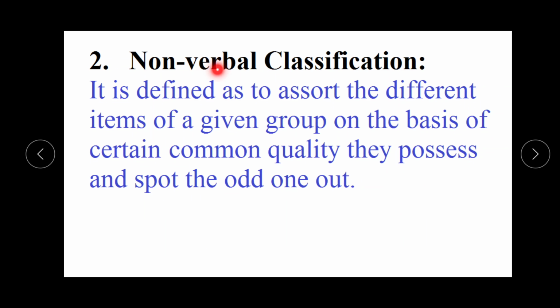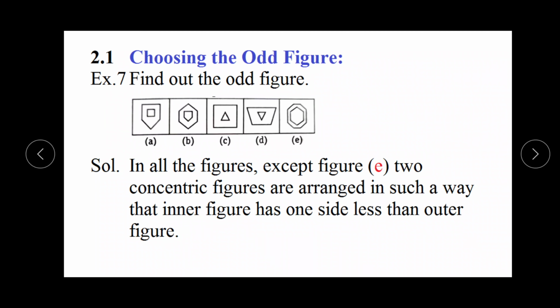The second type of classification test is the non-verbal classification. It is defined as to assort the different items of a given group on the basis of certain common qualities they possess and spot the odd one out. Here we will discuss two types, and the first is choosing the odd figure. In choosing the odd figure, let's see the first one: find out the odd figure.